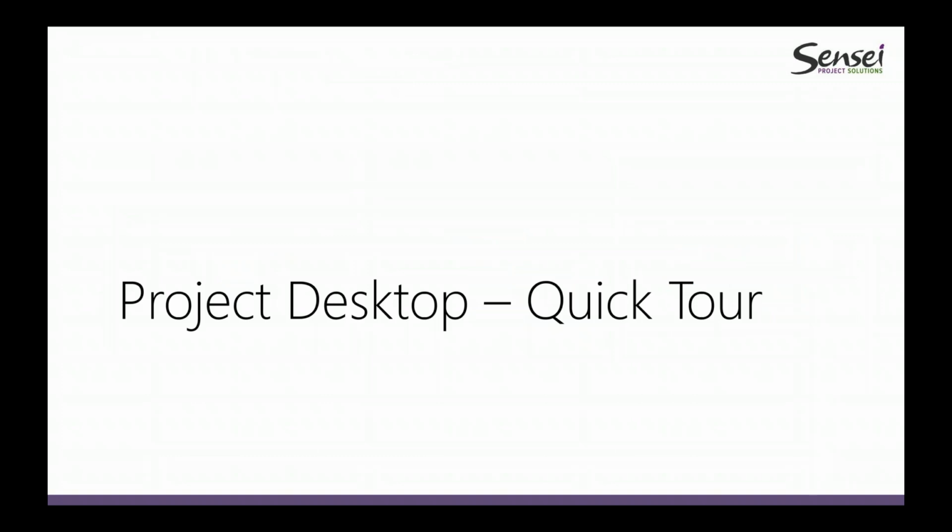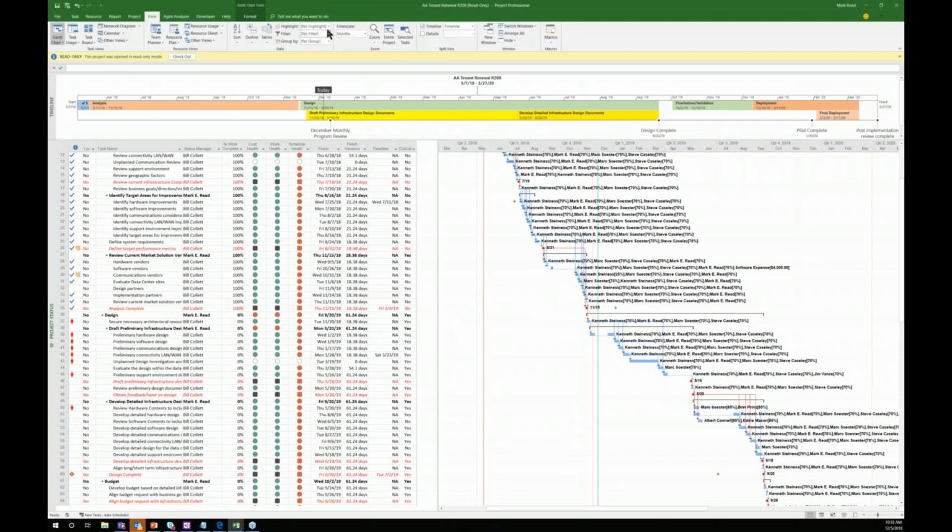So let's do a quick tour of the Project desktop functionality. And if you've been using Microsoft Project for a while, you'll recognize some of this. This is the Project Professional client. It's got a ribbon up here: tasks, resources, reports. This was added, I think, two releases ago and does some really nice dashboards and reporting, project views. This Agile Analyzer, Sensei actually has a plugin there.